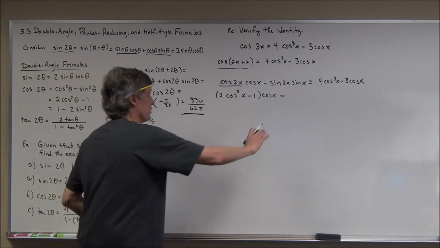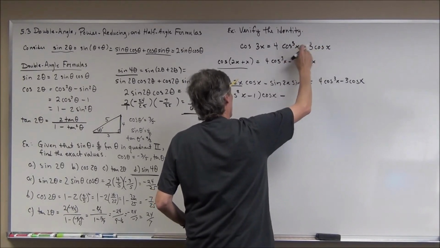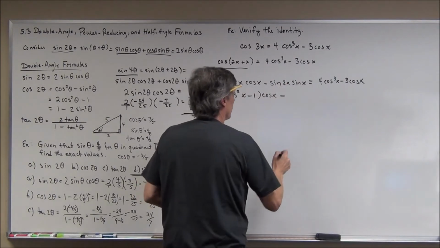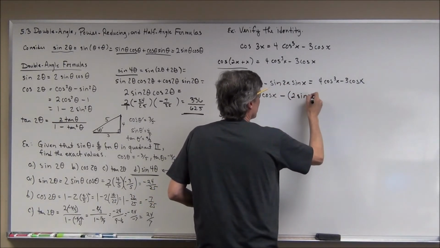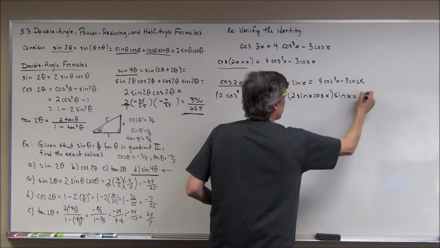Now notice here on the right that my expression is all in terms of x. It's not 2x or 3x, it's just x's. So I need to get rid of that 2x anyway, so I am going to plug in here 2 sine x cosine of x times the sine of x.